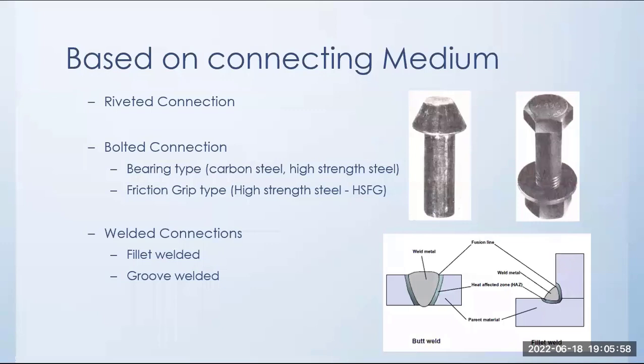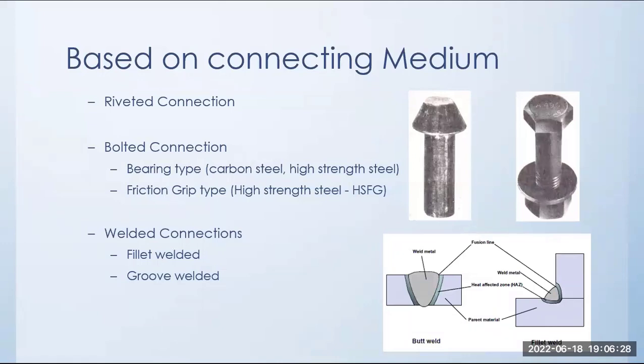And in bolted connections, there are two types: the bearing type connection and the friction grip type connection. Most of the rigid connections use the friction grip type bolt, made with high tensile bolts like 8.8 grade or equivalent A325, or 10.9 grade or equivalent A490. Bearing type connections can be made with high strength bolts, that is A325, A490, 8.8 or 10.9, or even with 4.6 grade.